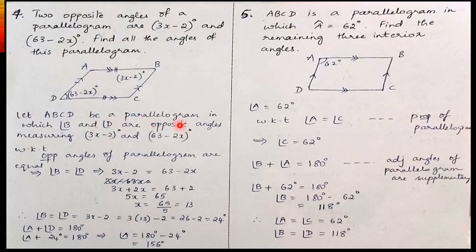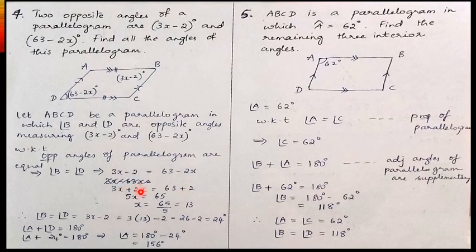Now let us see how to find all the angles of the parallelogram. Let ABCD be the parallelogram in which angle B and angle D are considered as the opposite angles, and the measurements are given in the question and shown in the diagram also. We know that opposite angles of a parallelogram are equal. So angle B will be equal to angle D. So equate these two measurements given in the question. So 3x minus 2 is equal to 63 minus 2x. Bring the unknown term towards the LHS and send the constant to the RHS. So it is going to be 3x plus 2x. Minus 2x is in the RHS, bring it to the LHS, it is going to be plus 2x. 63 is in the RHS, let it be as it is. Bring minus 2 to the RHS, so it is going to be plus 2.